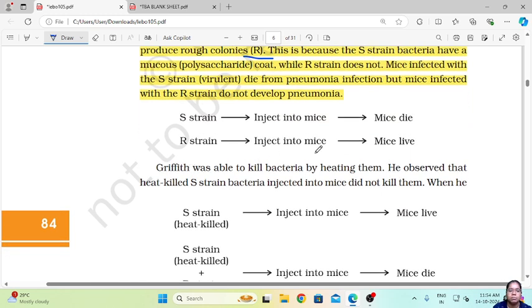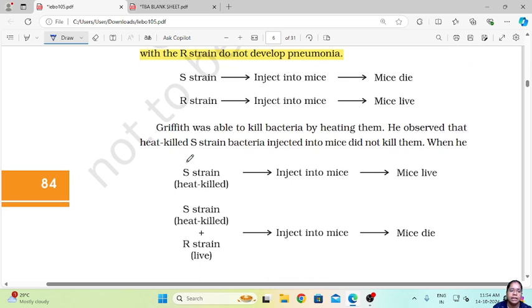Then Griffith was able to kill bacteria by heating them, and he observed that heat-killed S strain bacteria injected in mice did not kill them. So the S strain bacteria which were heat-killed and then injected into the mice lived because there was no live S strain.